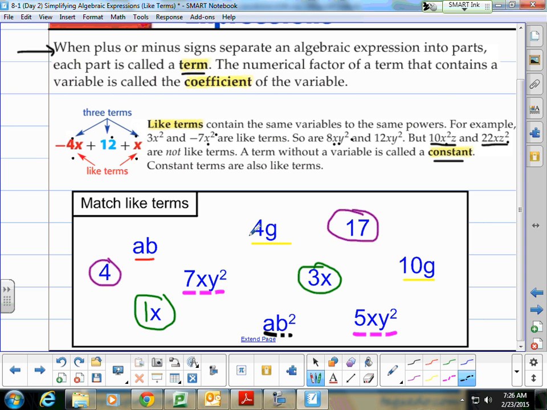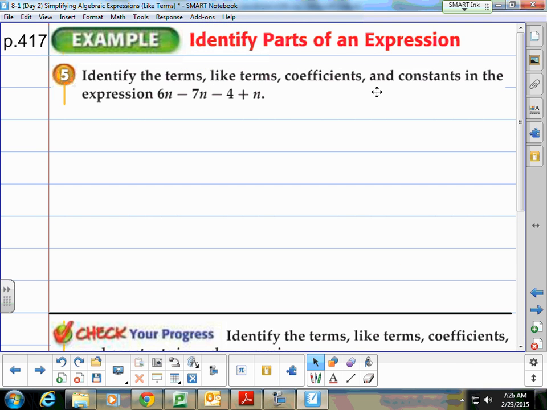Some of you might have organized this by lining them up because you might not be taking notes with colored utensils, and that's okay too. Organize it as you see best fit. So I can identify the terms, like terms, coefficients, and constants in the expression. So just identify the parts of each expression.